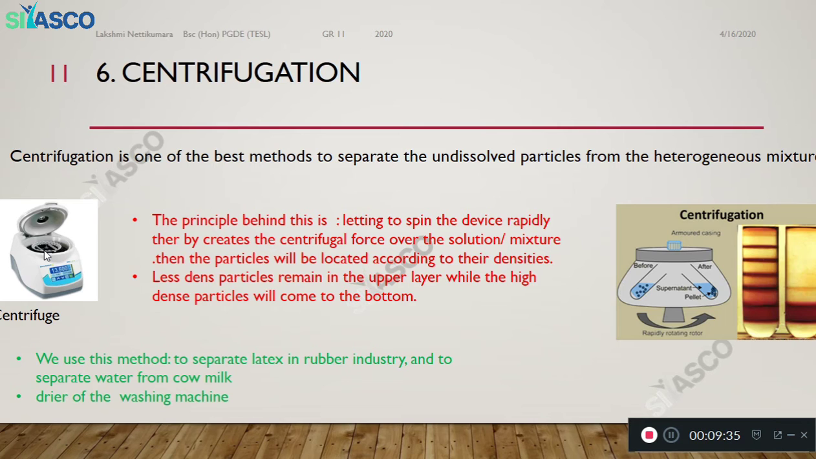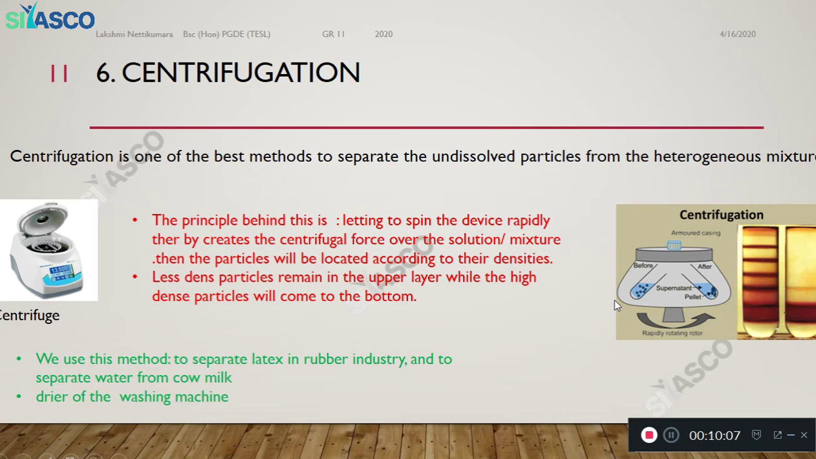What we have to do is place the mixture into the special test tubes given in the centrifuge, and we place it inside the bin and let it spin rapidly. That is called centrifugation. So after a certain time, we will be able to find that the solutions in those test tubes settle down in a way.